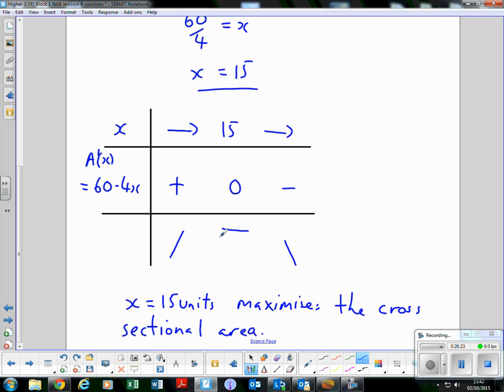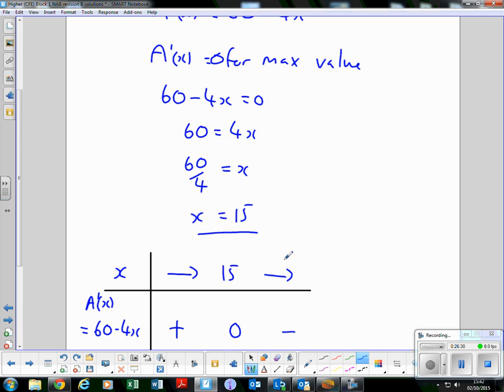And once we've done that, we must write our statement. So x equals 15 units maximizes the cross-sectional area. Should probably write of the gutter there.